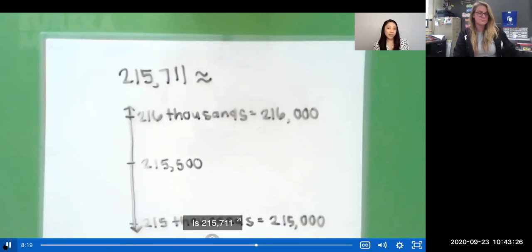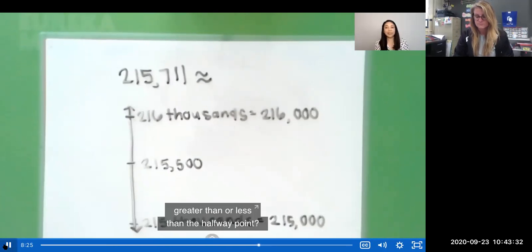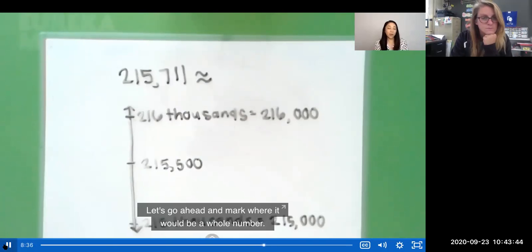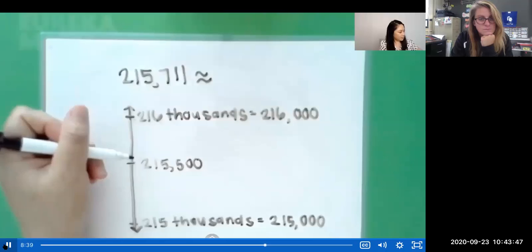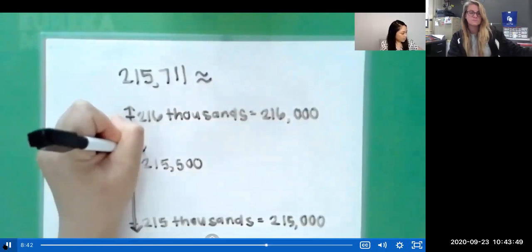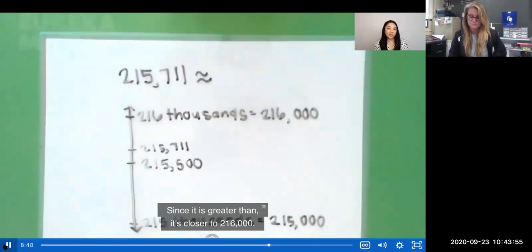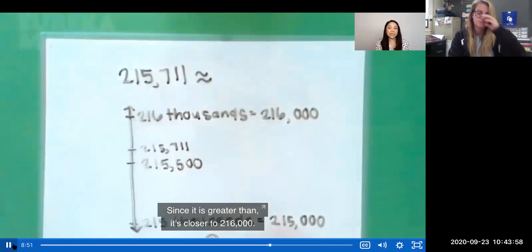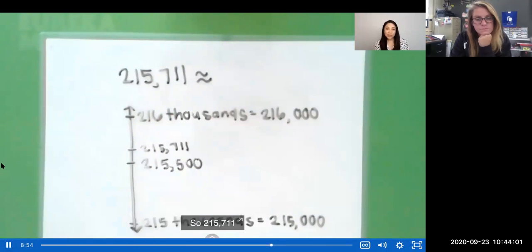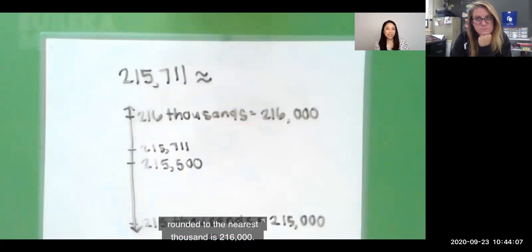Is 215,711 greater than or less than the halfway point? 215,711 is greater than. Let's go ahead and mark where it would be on our number line. Since it is greater than, it's closer to 216,000. So 215,711 rounded to the nearest thousand is 216,000.